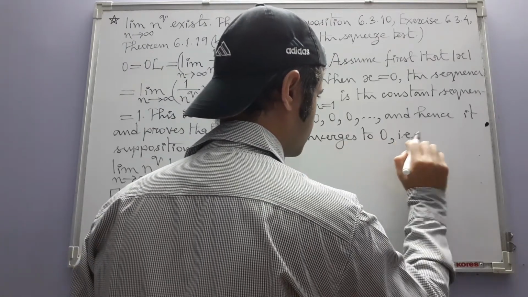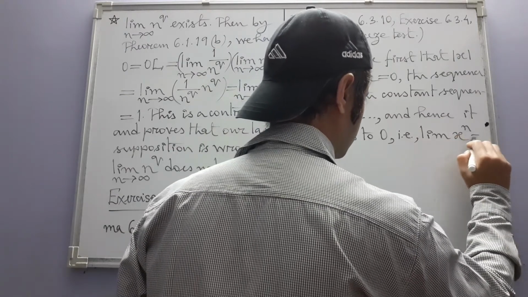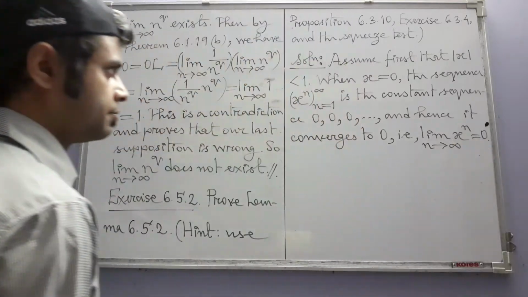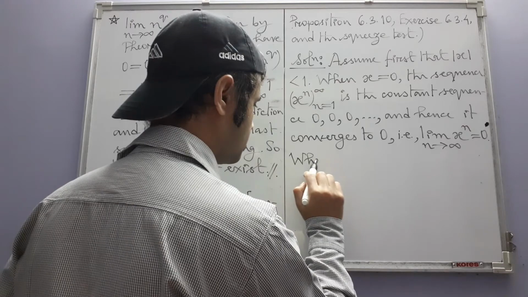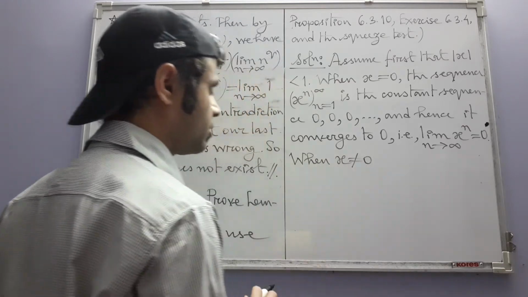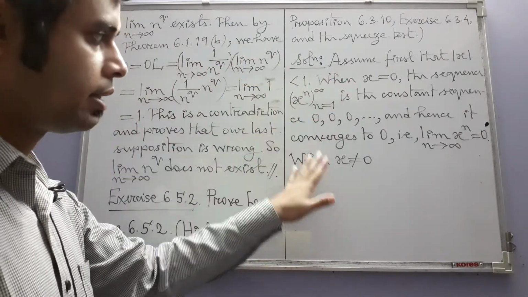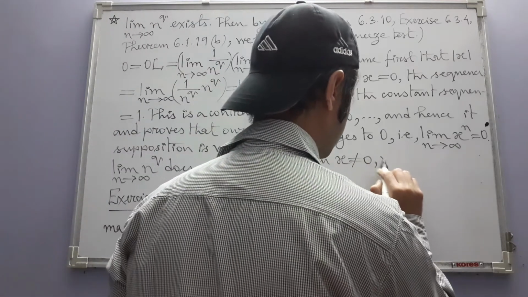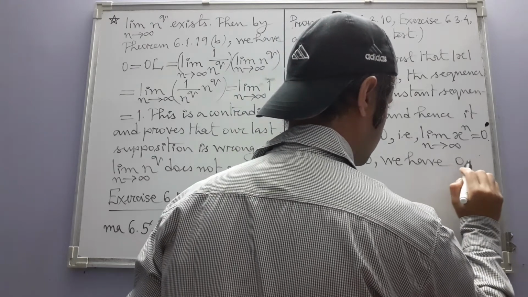That is, this limit is equal to 0. When x is not equal to 0, don't forget that we are under the first assumption. Under that we are having these things. So when x is not equal to 0, we have this.